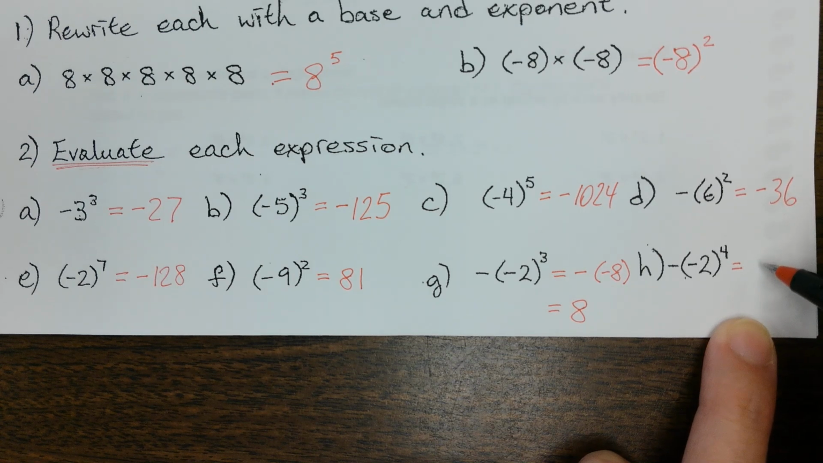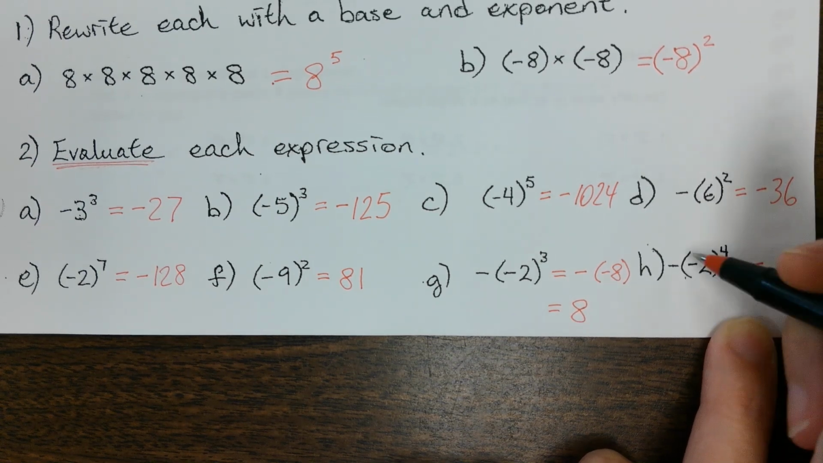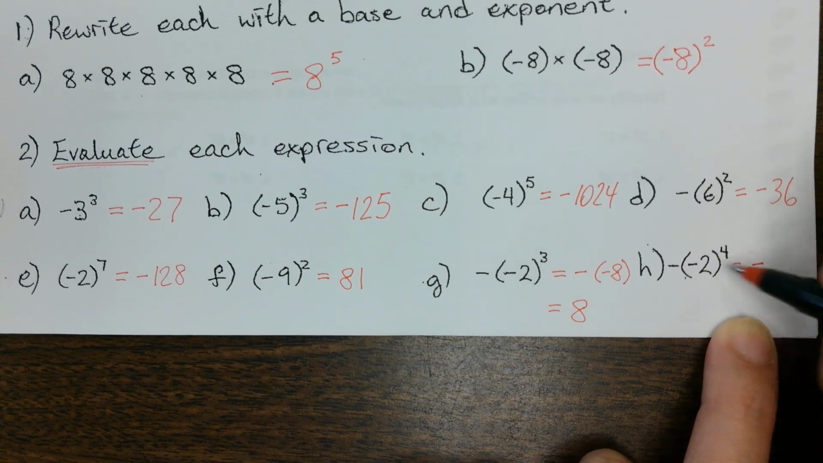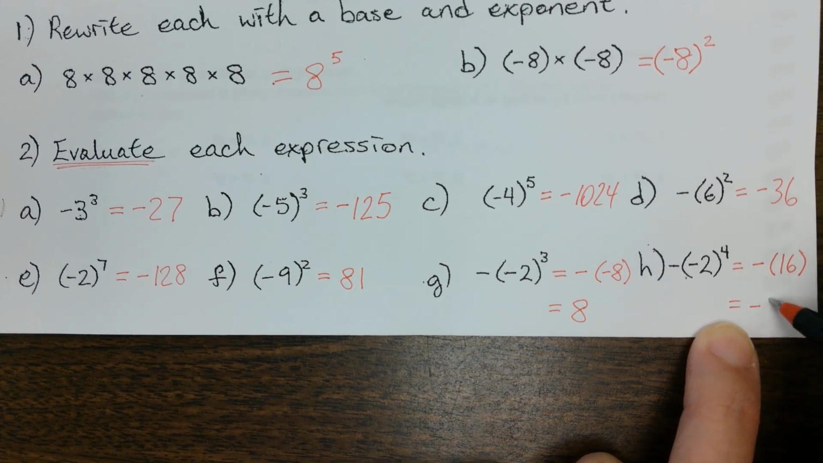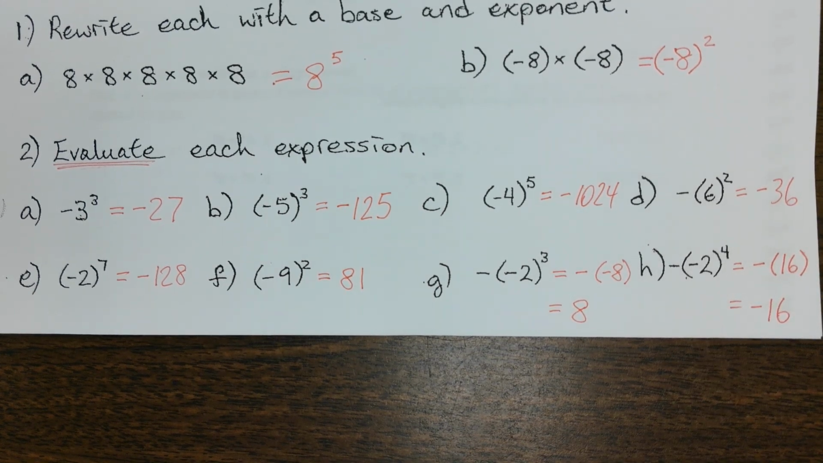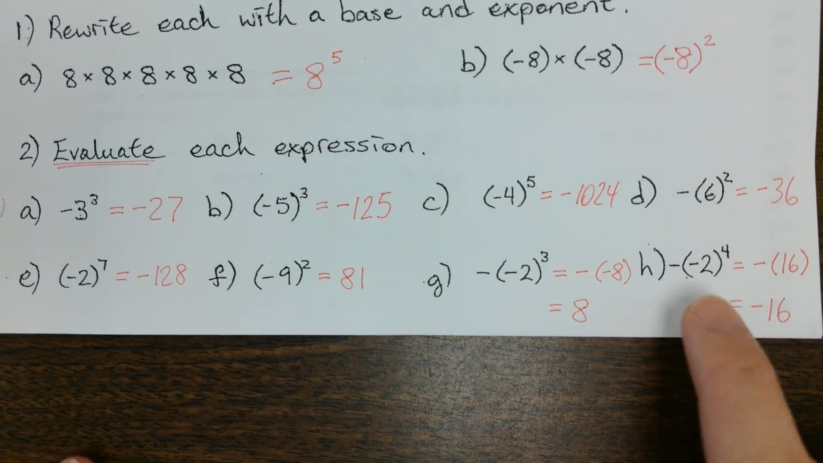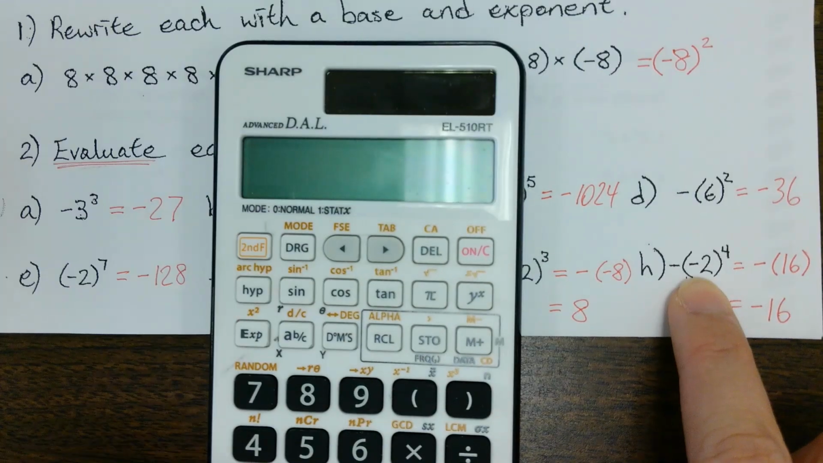Negative 16, good. The negative on the outside, and then this, negative 2 times negative 2 times negative 2 times negative 2 gives you positive 16. So then your final answer, negative 16. How many of you got all of these correct? Good. See, the confidence. Okay, let's say this one.